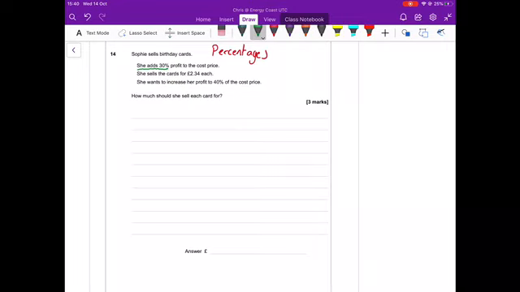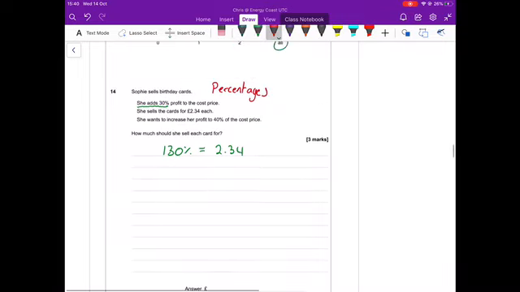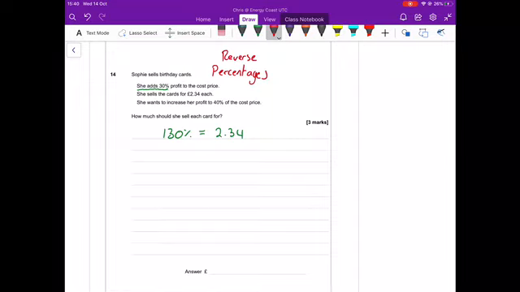So what I have here is that 130% is equal to £2.34. Okay, this is what you call reverse percentages. Okay, I'm going to shove the word reverse up here. So that £2.34 isn't 100%, it's 130%. We need to work out what 100% actually is, okay? Here's the easiest way to do that.